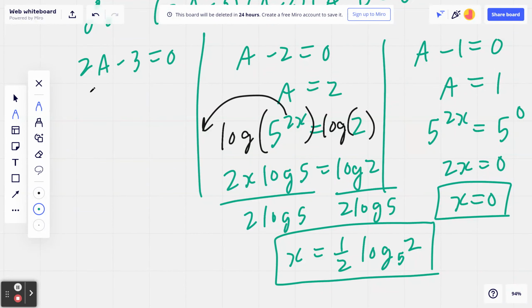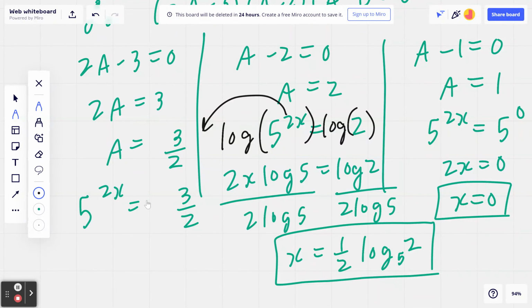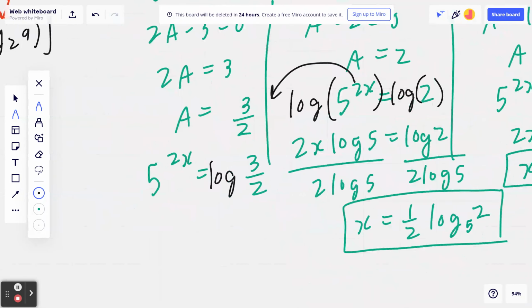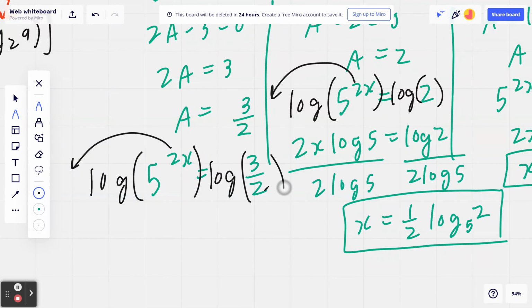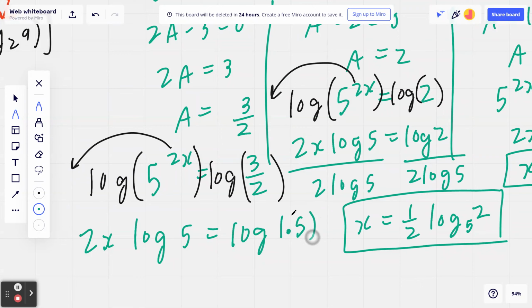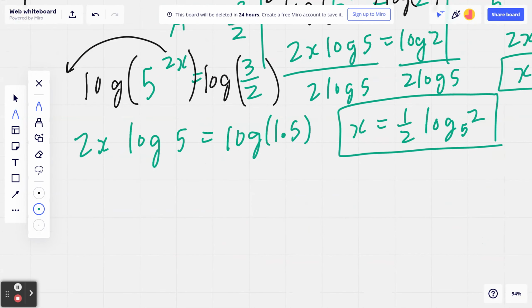2a equals 3. This means a equals 3 over 2. Again, a is 5 to the power of 2x, which equals 3 over 2. What do we do? Log both sides. Now again, I bring this to the front, right? Don't forget the brackets. And when you bring the exponent to the front, 2x log 5 equals log of 3 over 2. Now for some of you, you're going to say, can I write down 1.5? Of course, and we'll honor that here, just in case you're thinking in terms of decimals.